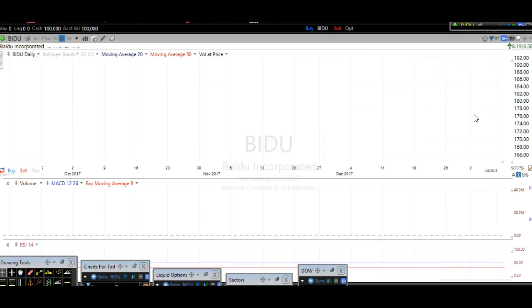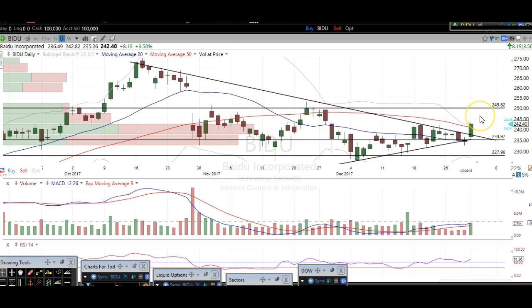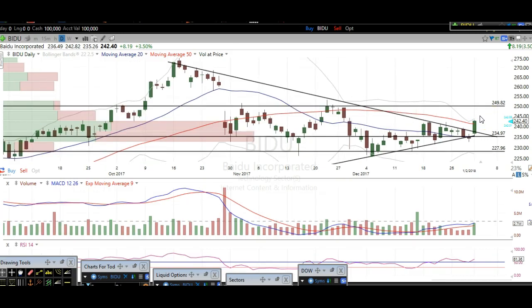Next one we're going to take a look at is Baidu, another Chinese name, and Baidu, really nice setup here. Looking on the daily chart going back to September, you can see that we've had this little downtrend, getting rejected there, here several times last week, getting rejected right against that, and we broke over that today.